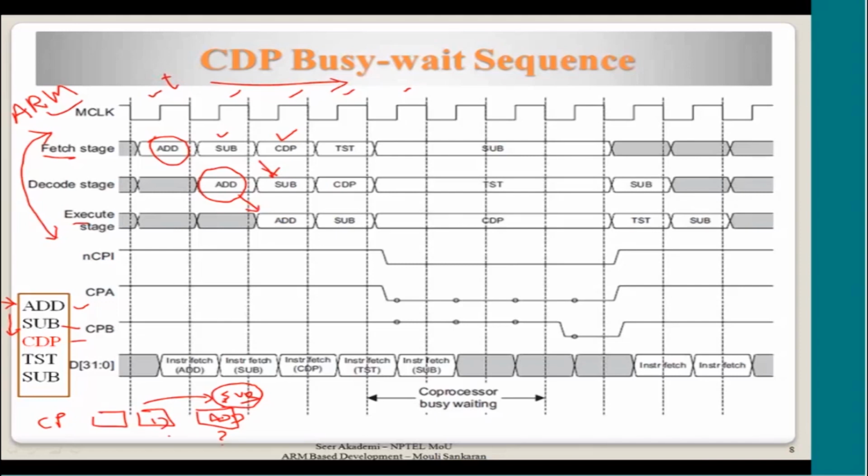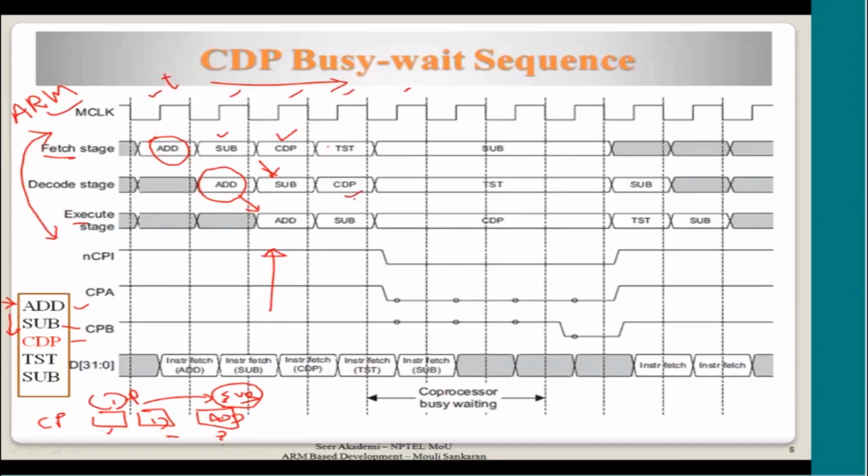So it may throw that there itself. Okay, execute stage may not even do anything. Now assume CDP is coming. Okay, first time CDP comes here, it gets fetched here in this clock cycle. Fetching is done by this clock cycle. Okay, and then it gets decoded.